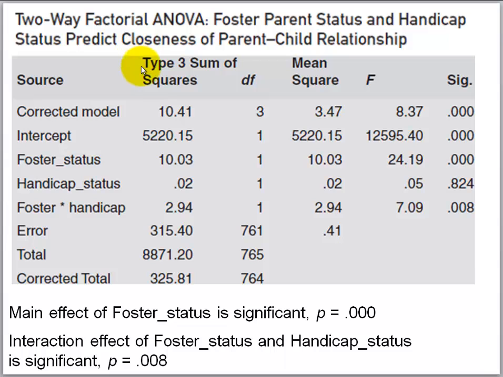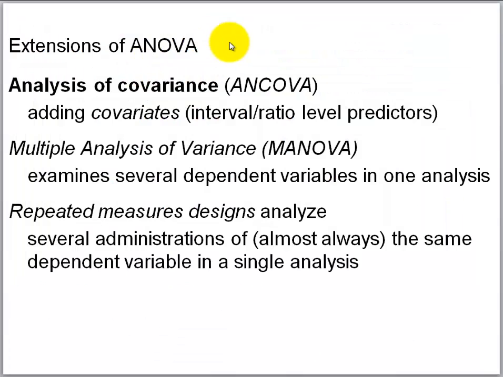SPSS uses the term type 3 sum of squares to refer to what are often called the unique and regression sum of squares, but these produce results that are much less likely to be misinterpreted than do the other sums of squares that are often used. The text has some notes on different types of sums of squares. So we covered factorial ANOVA. There are some other extensions of ANOVA as well.